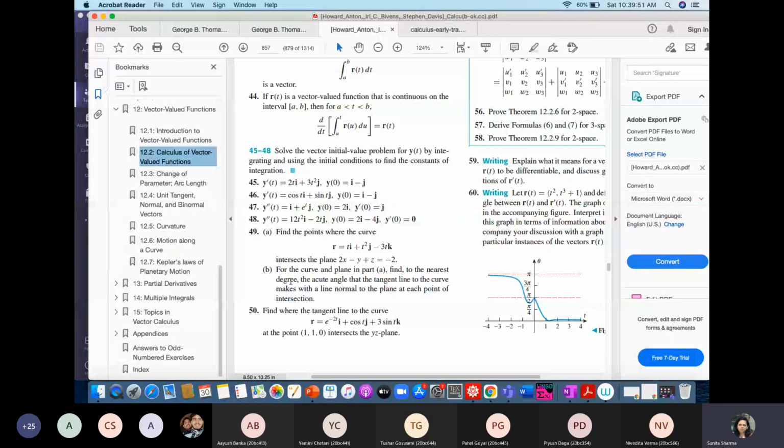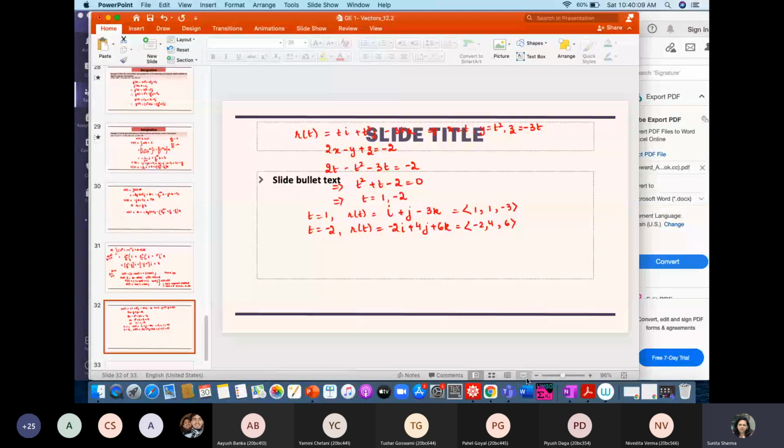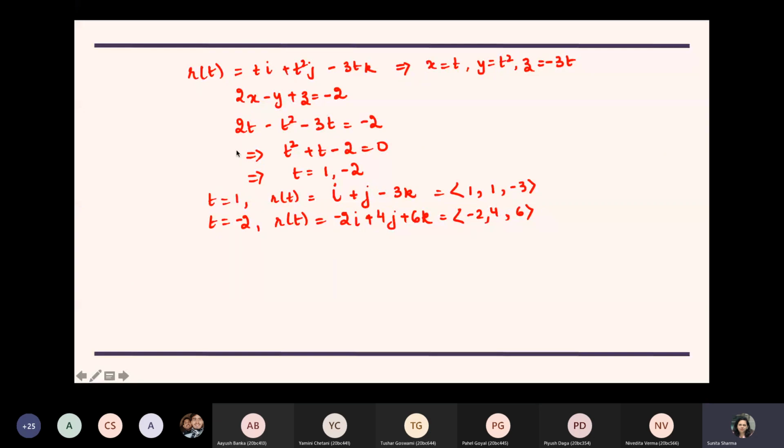Then further it says find the acute angle that the tangent line to the curve makes with the line normal to the plane at each point of intersection. So firstly, you have to find the tangent line at these two points. So you have to find r dash. You know how to find the equation of the tangent line. r dash t is going to give you the tangent vector, and then you find the equation of the tangent line. And secondly, you have to find the normal to the plane.